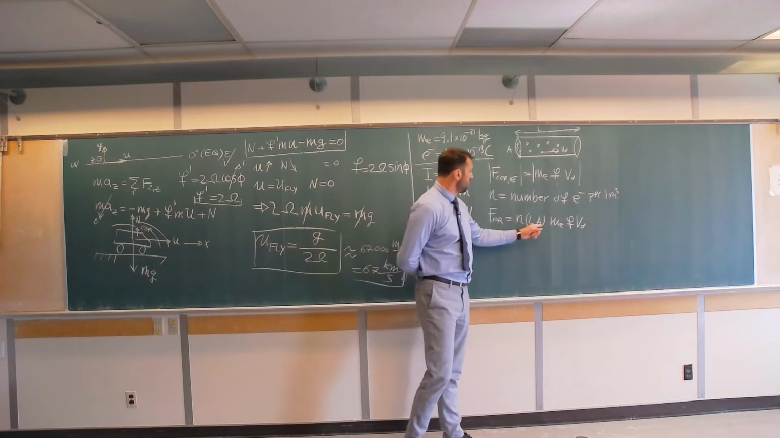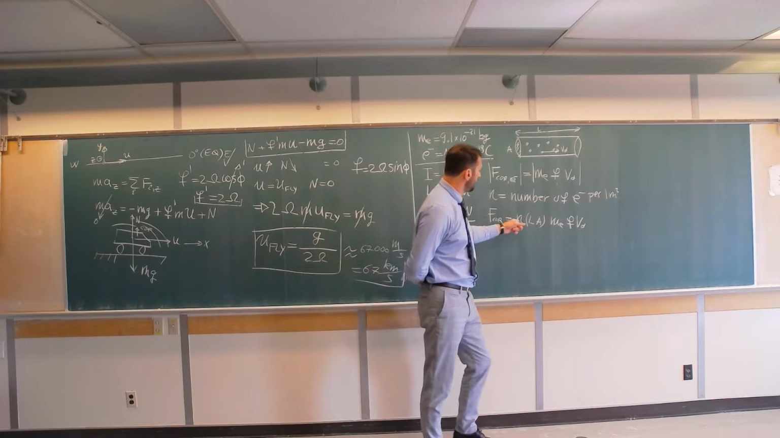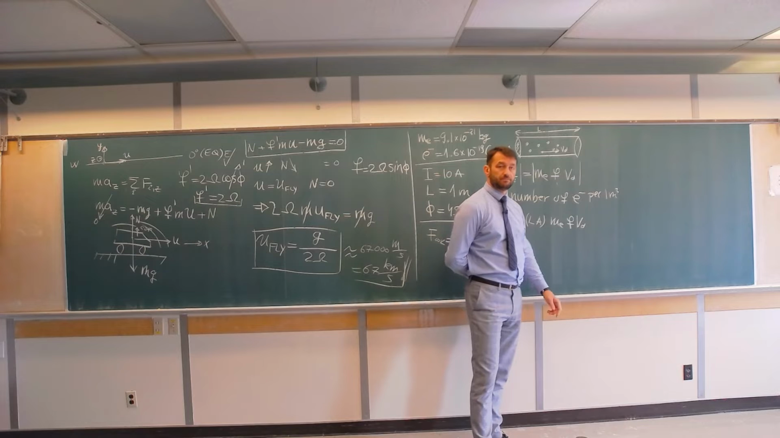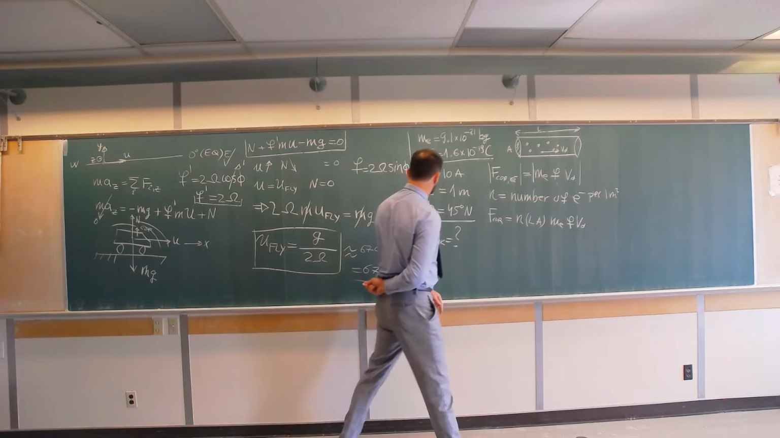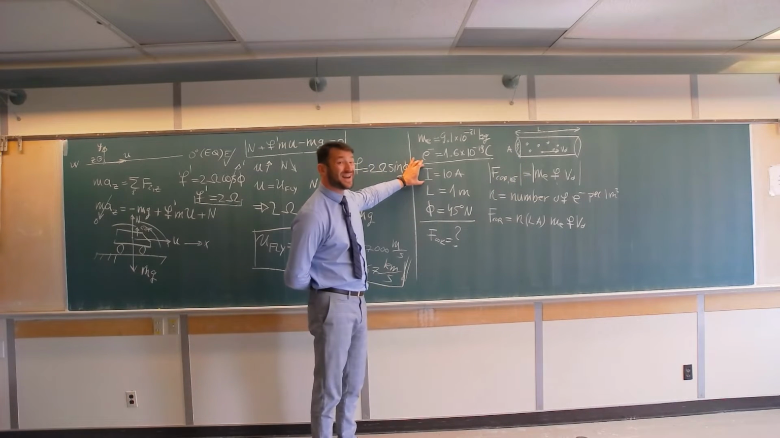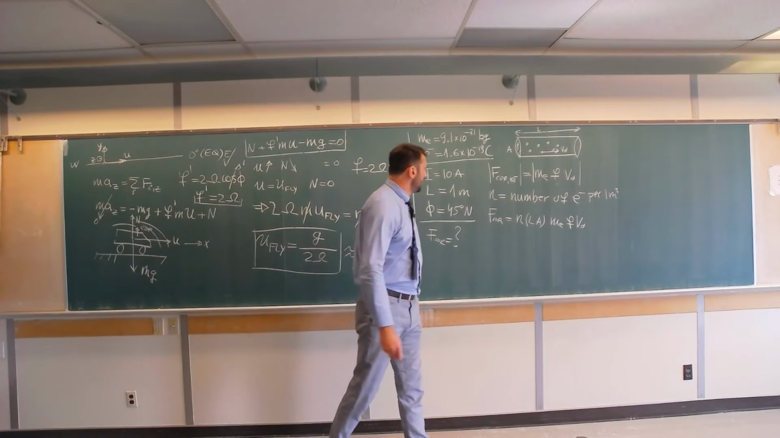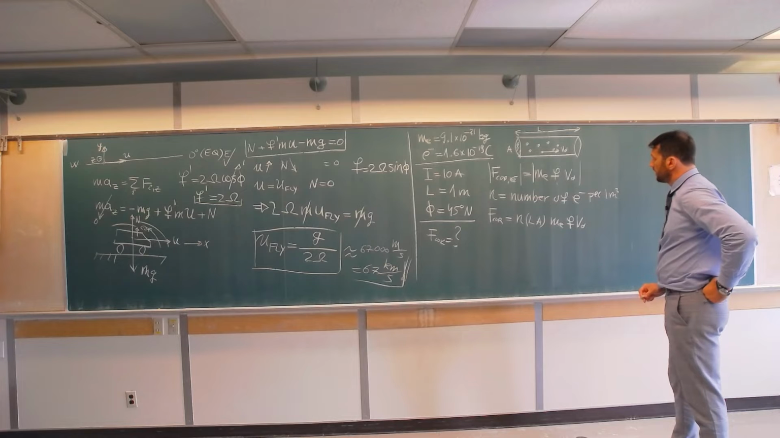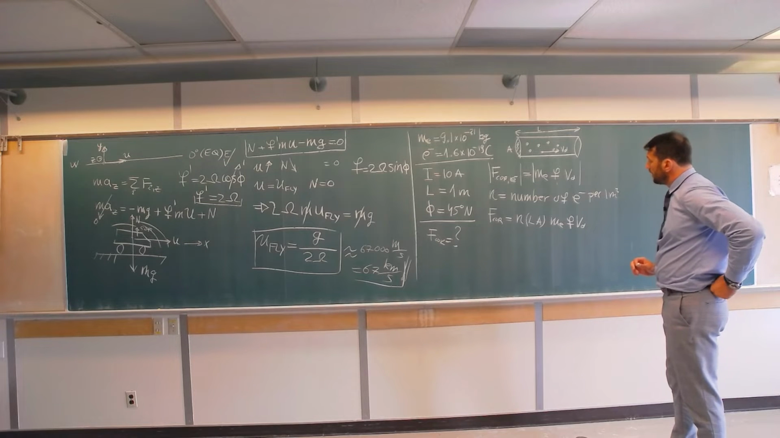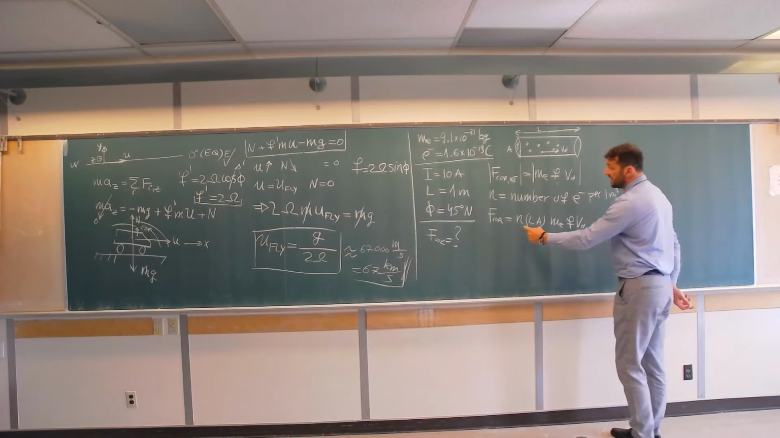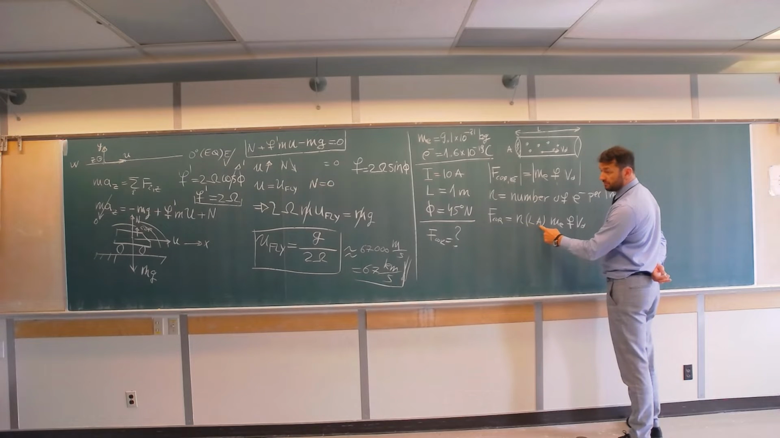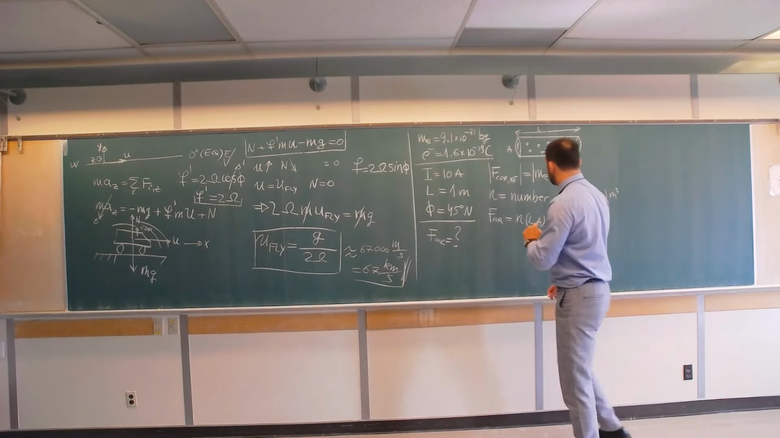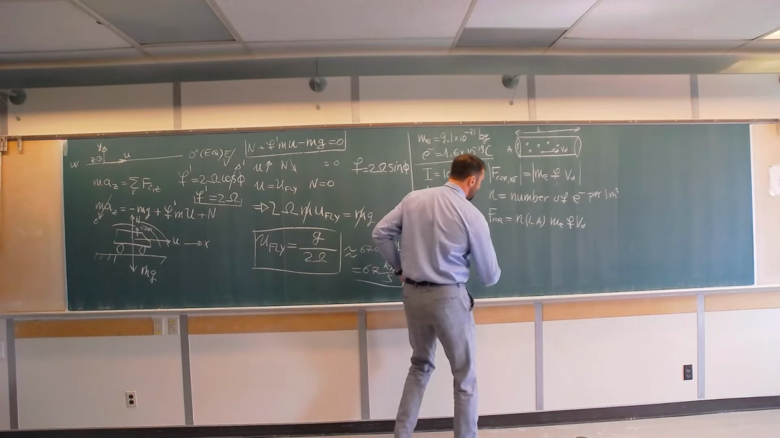However, I don't know A, I don't know n, and I don't know Vd, the drift velocity. But what I do know is the current, and we will now make use of that. How are we going to make use of that? Well, notice that nLA, let me write this actually. I want to make it clear.